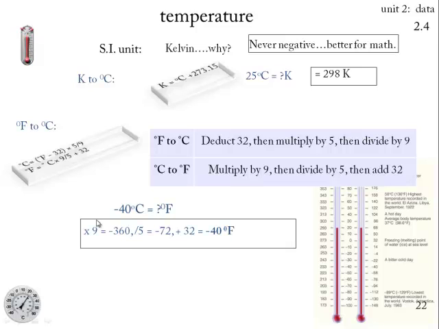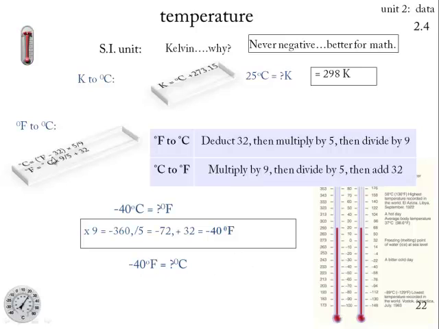We multiply by 9, we get negative 360. We divide it by 5, we get negative 72. We add 32, and we're at negative 40. Hey, look at that. Negative 40 Celsius equals negative 40 Fahrenheit. That makes sense. Let's see. Negative 40, negative 40. They coincide. And we should get negative 40 Celsius when we do this.